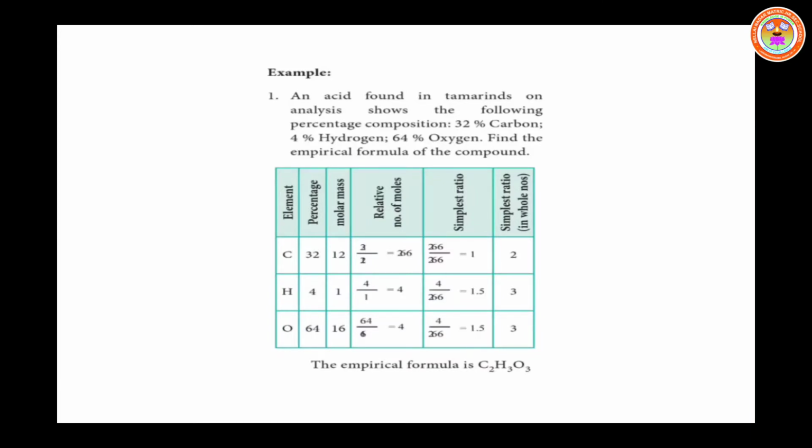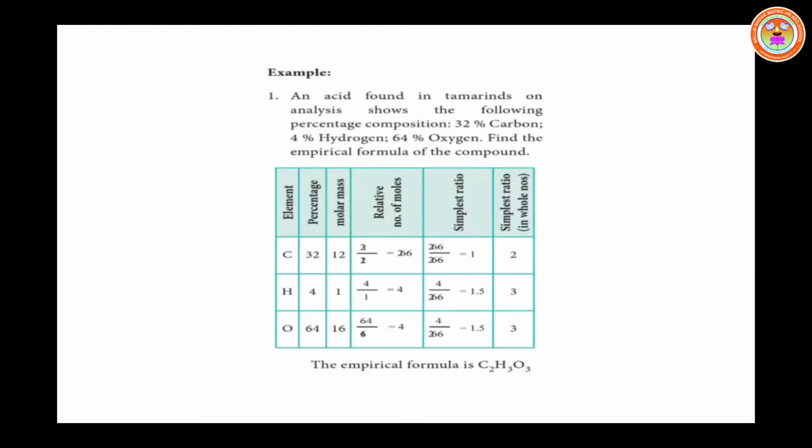Children, before we calculate the empirical formula of the compound, we have to find out the total percentage composition of the elements. The total percentage composition of the elements should be 100. If it is not 100, the remaining is the percentage of oxygen, because there is no direct method for the determination of percentage of oxygen. It is always determined by the method of difference. In this sum, the total percentage composition is 100. Now we can calculate the empirical formula of the compound.